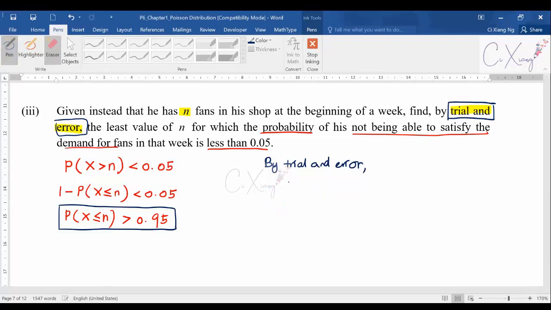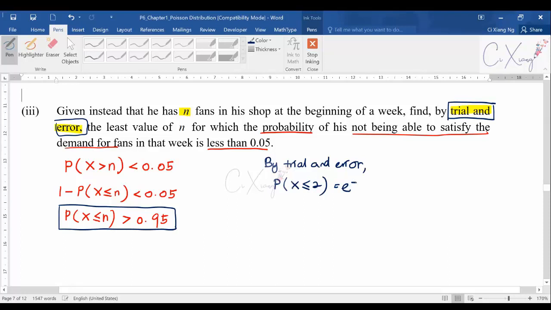But because I think it is very unlikely to be 0 or 1, to save time, I will already start with X ≤ 2. Why do I decide on 2? Supposedly you should start from 0, 1, then 2, then 3, then 4. But I'm quite confident that the answer is not 0 or 1, therefore I start from 2 first. So what is the probability for X ≤ 2?